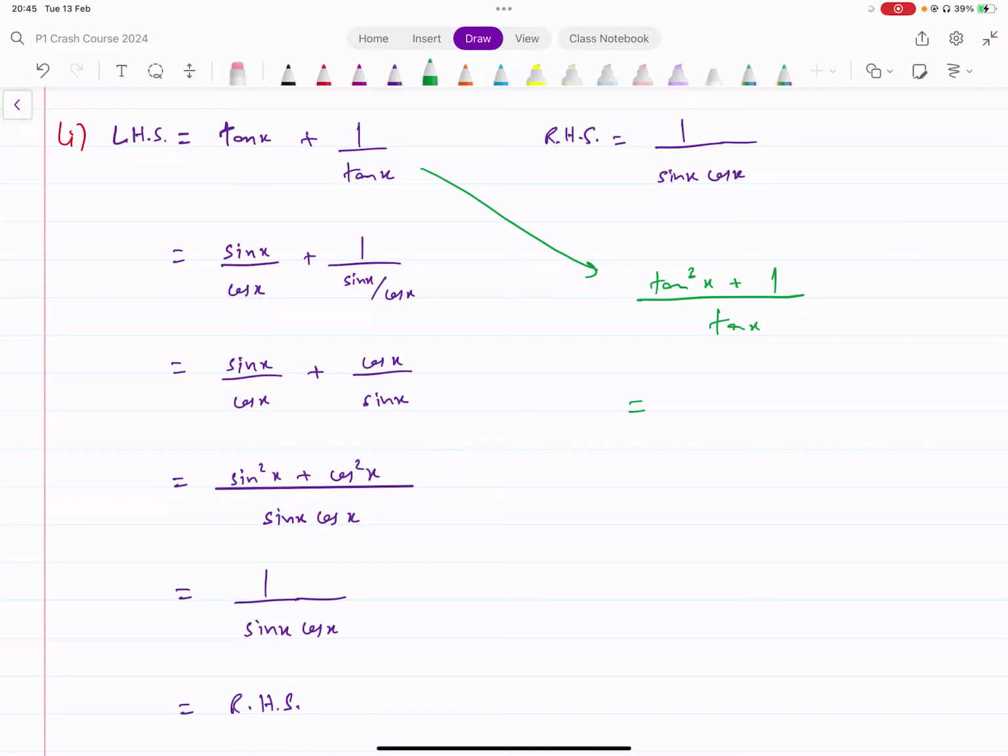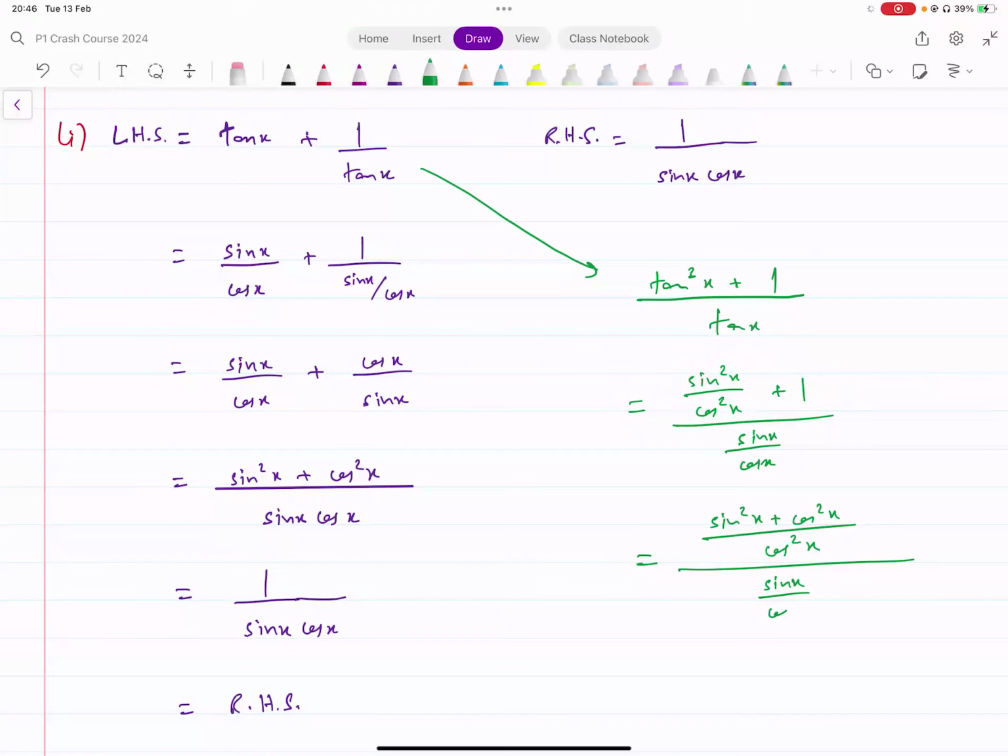What do we do at this point? You can convert tan to sine over cos. So it becomes sine square x over cos square x plus 1, whole divided by tan x. Or in fact, this tan x can also be converted to sine x over cos x. And now in the numerator, we would have to take LCM for this. That would give us sine square x plus cos square x, whole divided by cos square x. And then this whole thing divided by sine x over cos x.